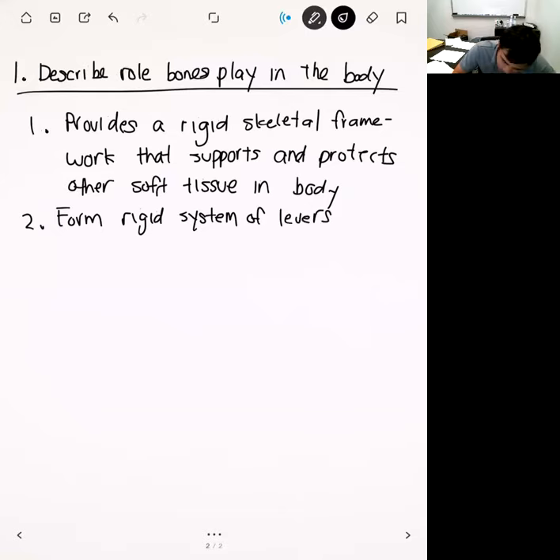Okay, that can be moved by forces from attaching muscles.